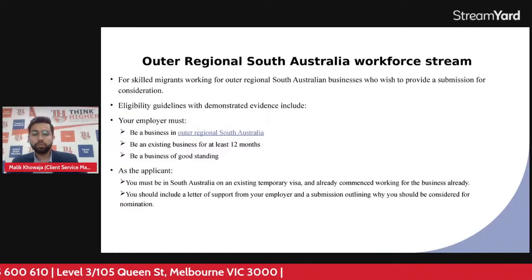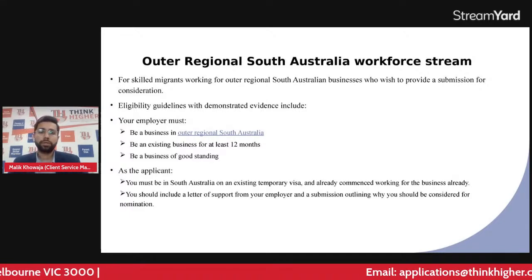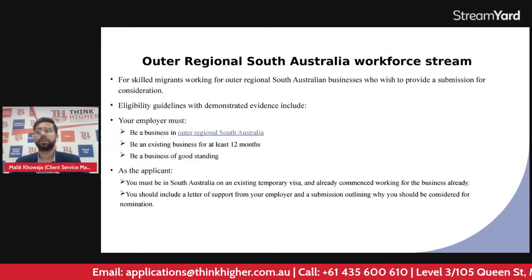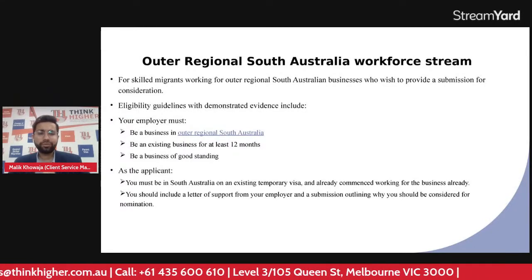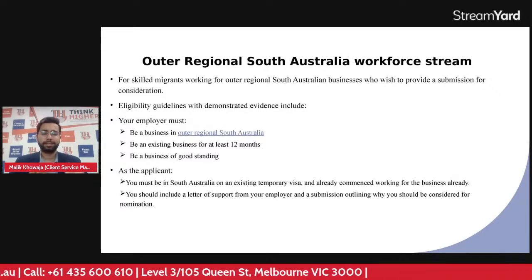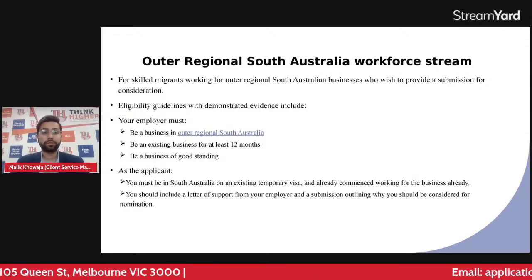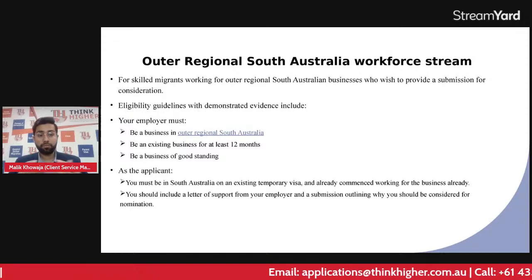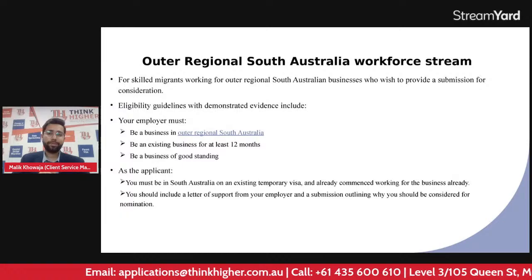They can also mention that you have the right skills and the previous experience. If you are already working with this business and they want you to continue because they can't find other Australian citizens or PRs to cover this position, they can mention these sorts of points in the support letter. This support letter will go to your registration of interest application, which is also called ROI. So you need to make sure that you have this ready. We're going to go to the next stream.